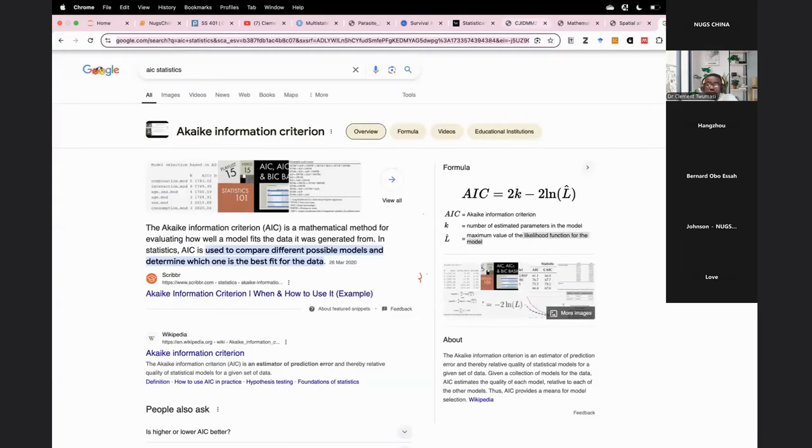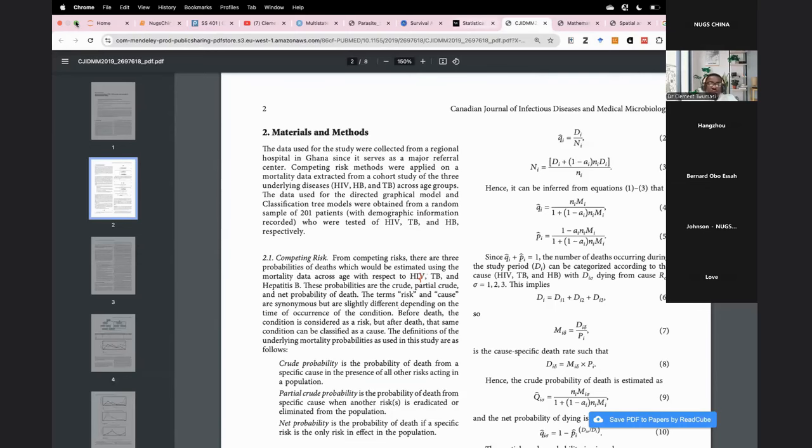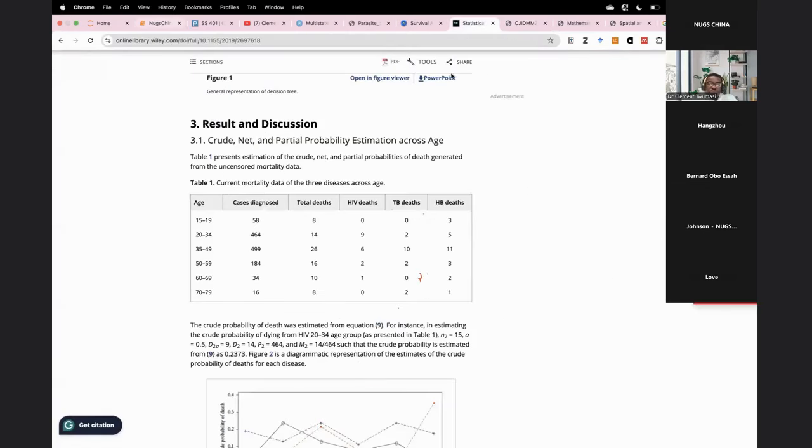Fine. So where's the PDF? Just a minute.